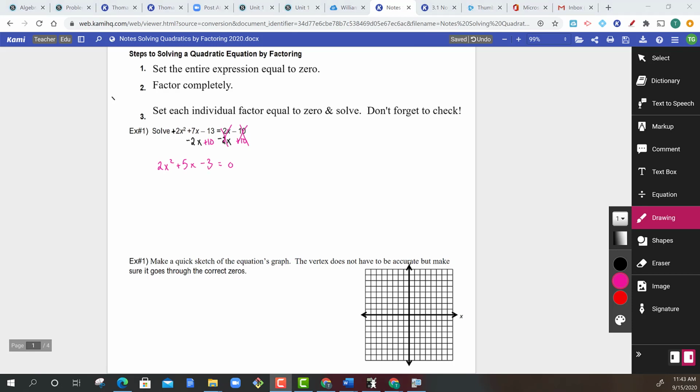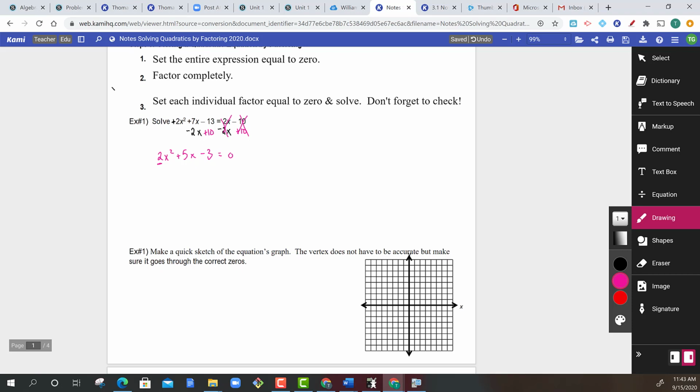So now we need to factor this. So there's no greatest common factor, but I notice the a value is greater than 1. So I'm going to do jump, slip, slide, or I've seen some of you do grouping method on your papers. That works as well.